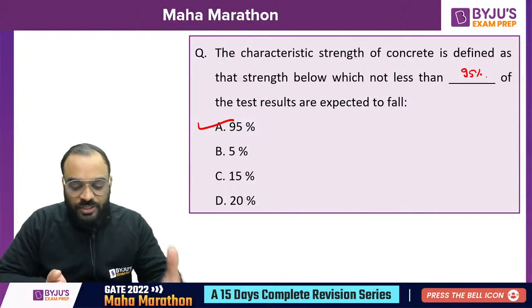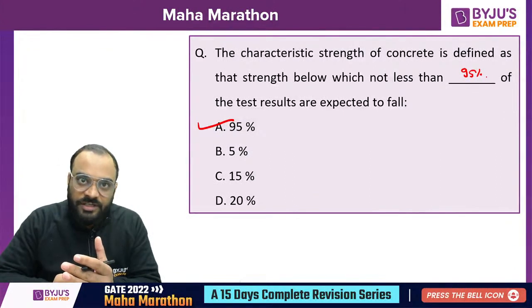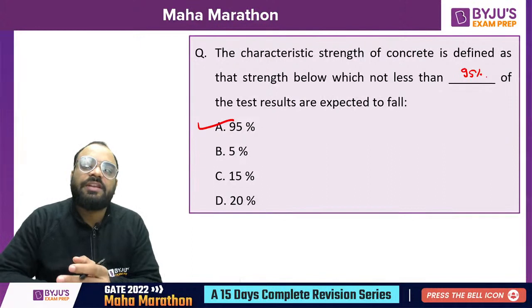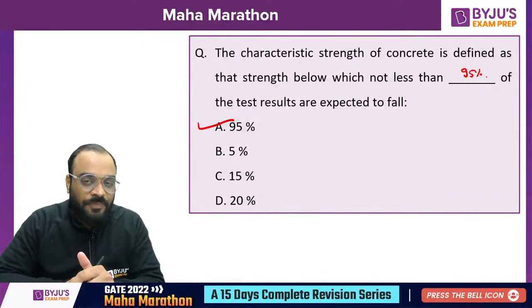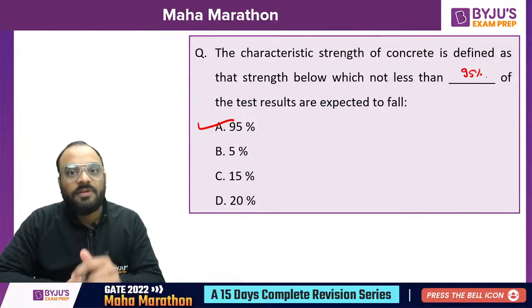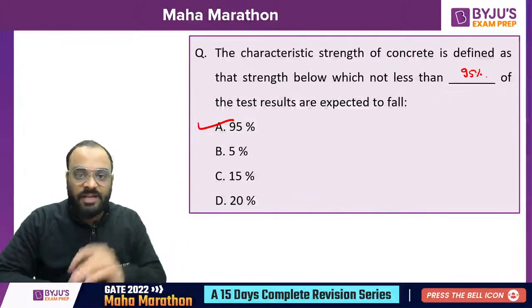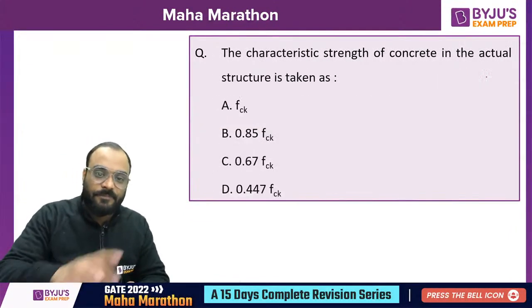Guys, if we use a statement like this, the characteristic strength of concrete is defined as the strength below which not more than 5% of test results are expected to fall. But 95% of test results are greater than that particular value. That's why this answer is A.